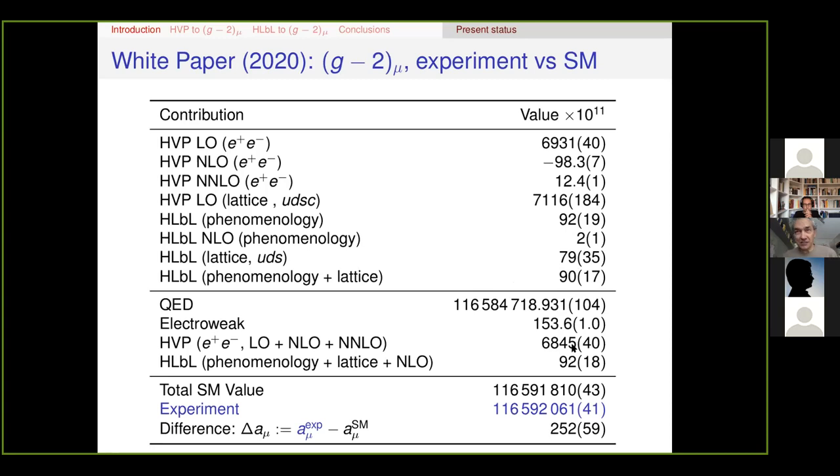And so that is what the situation is. Now, I mentioned BMW. This was, as I said, already available about a year ago, and now is published. And these are their results. And the big novelty here is that the uncertainty is finally about the same size as the data-driven one, but the central value is not quite compatible, and I will come back to this.